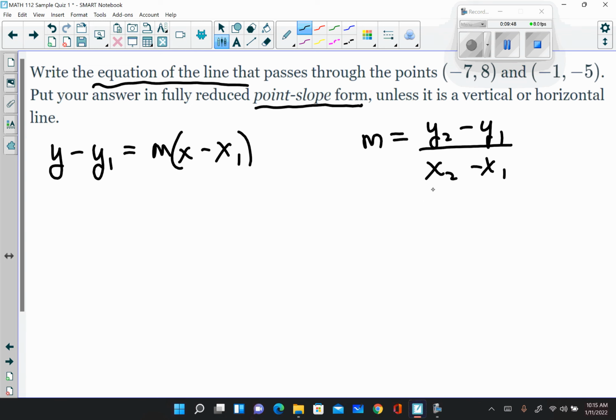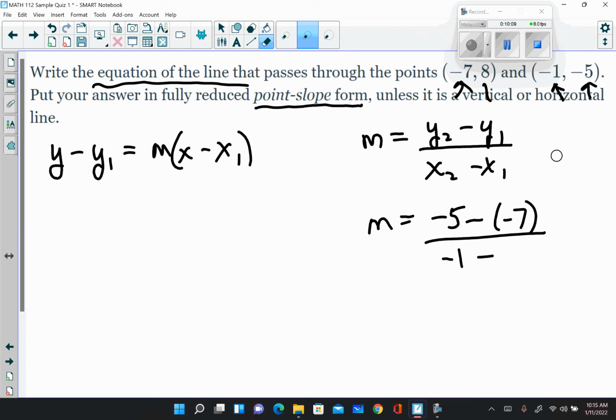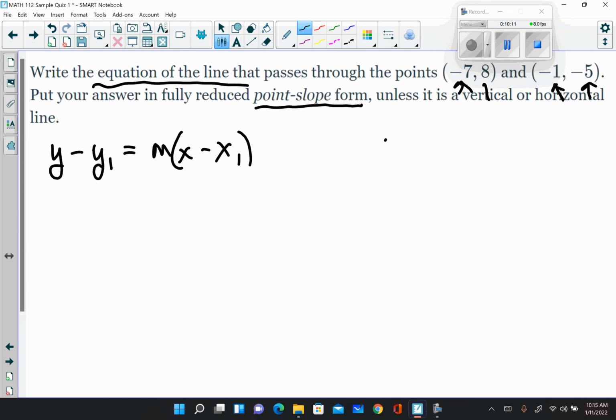In this exercise, the slope is this y coordinate, negative 5, minus this first y coordinate, negative 7, over the change in x. So it's the x coordinate, -1, minus the other x coordinate. And I'm going to start over because I made a mistake. Sorry about that. The formula is correct. It's y2 minus y1 over x2 minus x1.